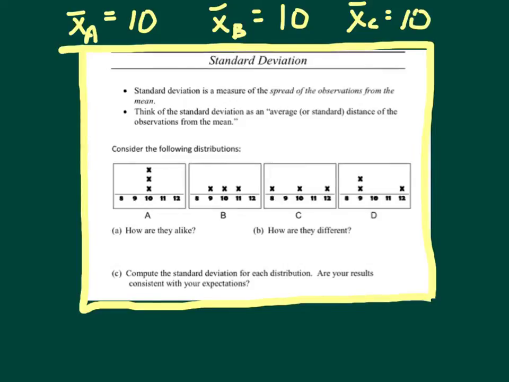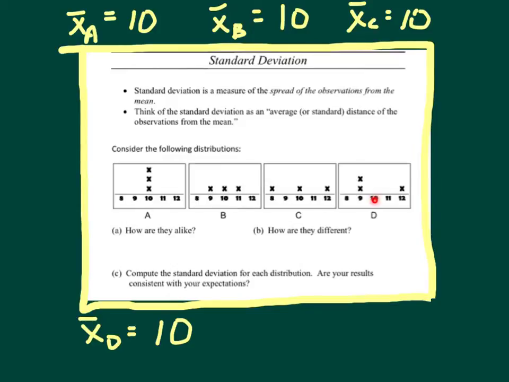And lo and behold, the mean of data set D is also 10: 9 plus 9 would be 18, plus 12 would be 30, divided by 3 gives you 10. But better than that, you can see by the balance point, if the mean were 10, you've got 2 deviations below, and the 12 is 2 deviations above. So the balancing point would be at 10.